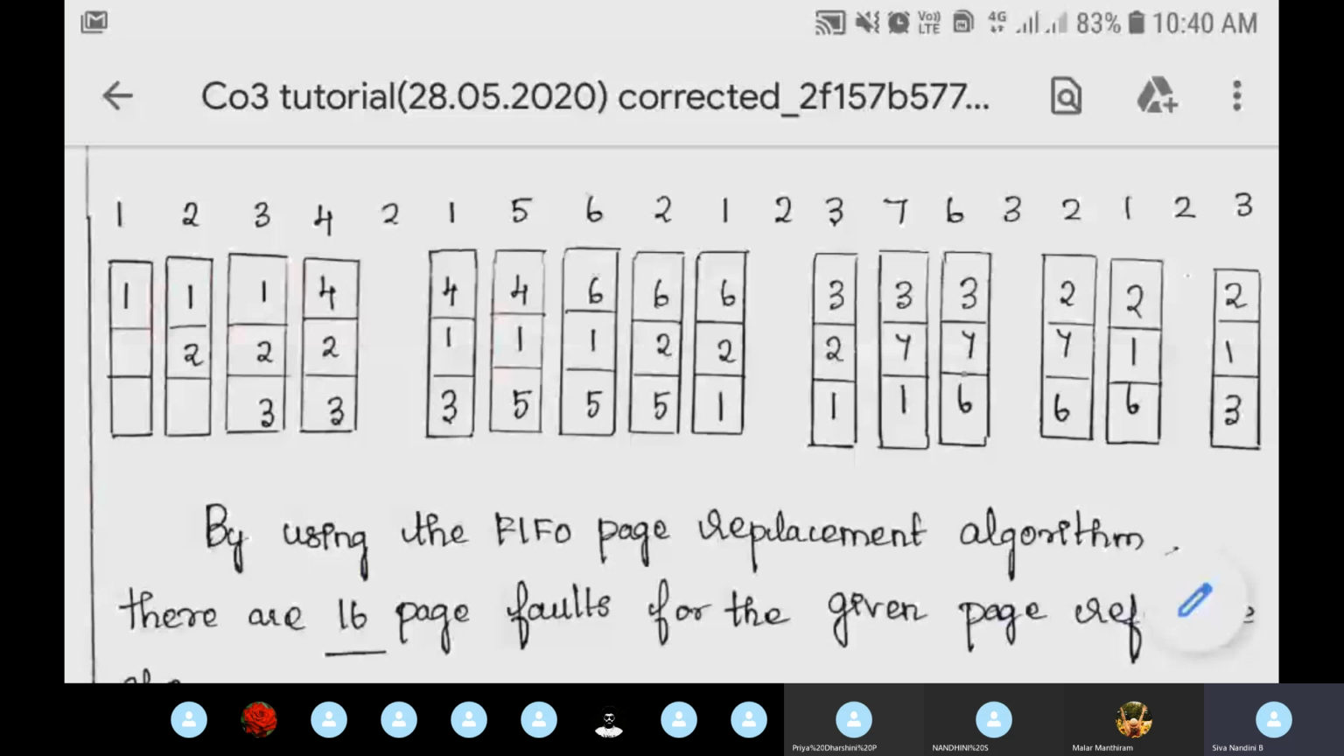In the reference stream I am having 2. After this 4, then this 2. Page 2 is already available in the frame, so no need for replacement. After this 2 in the reference stream I am having 1. So everyone listen carefully, this is where many of you are making mistakes.